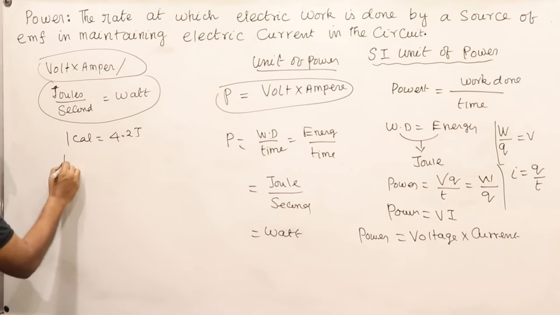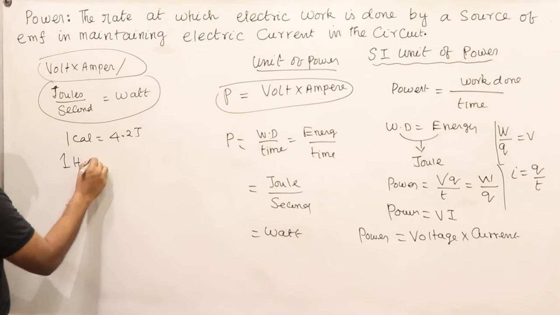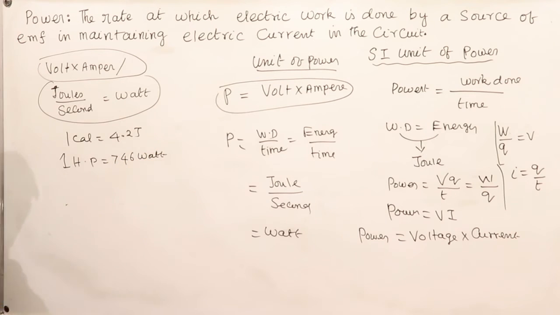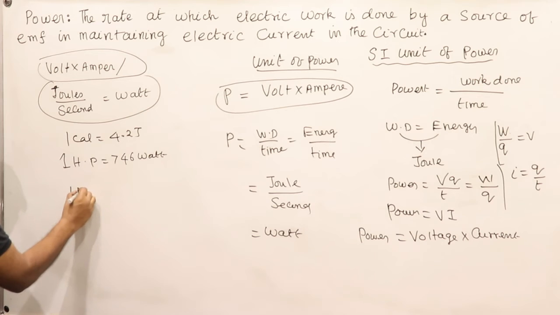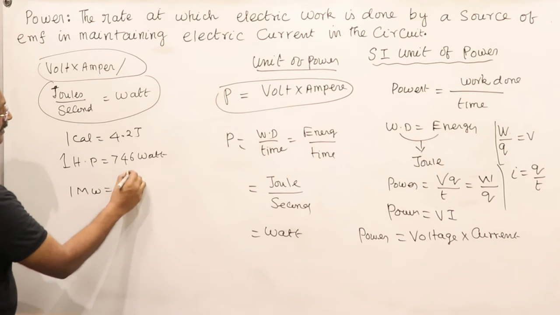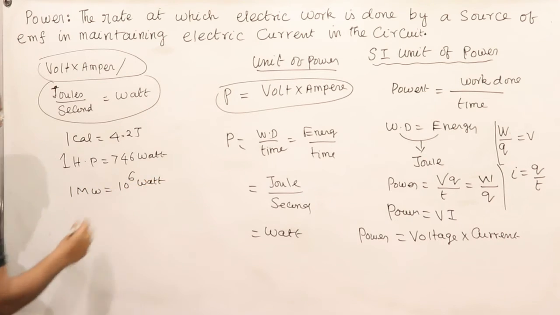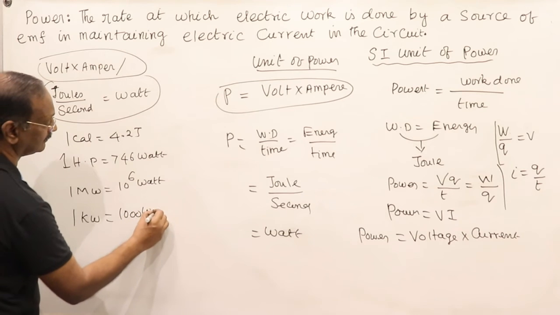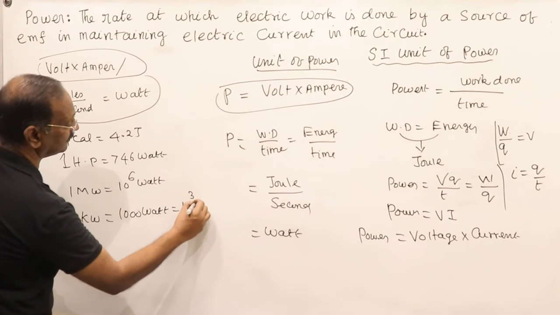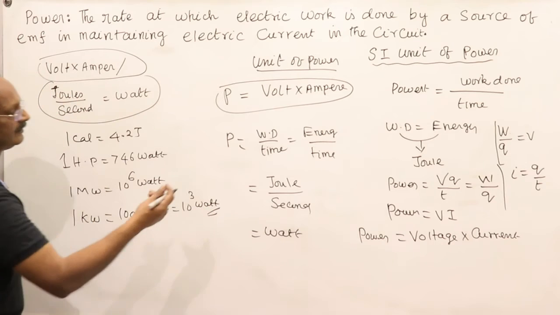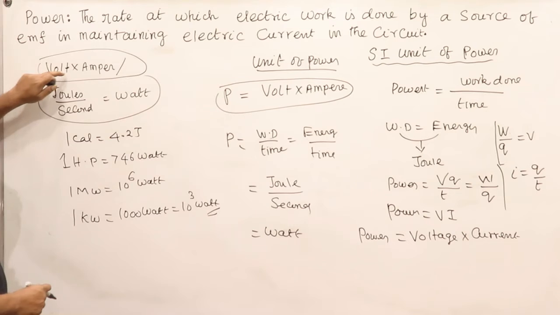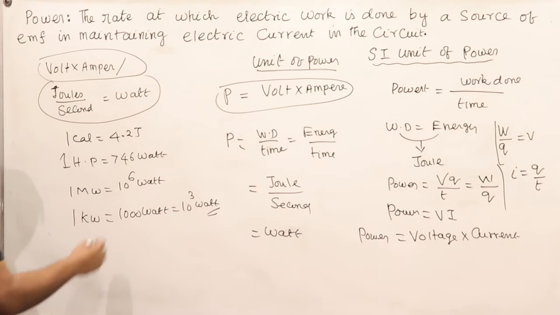Now 1 horsepower is equal to 746 watt, and 1 megawatt is equal to 10 to the power 6 watt. One more, 1 kilowatt is equal to 1000 watt, which is 10 to the power 3 watt. This will be handy for doing the numericals. So the unit of power is volt ampere, or joules per second, or watt.